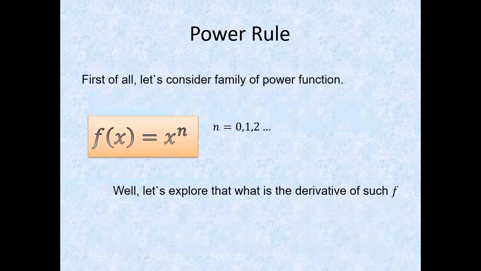Let's move ahead. We have a power rule. So for this rule, first of all, let's consider the family of power functions. What we have, f of x equals to x power n. This power n could be or can be 0, 1, 2, 3, 4, 5, and so on. So it is better to explore what is the derivative of such functions having the powers.